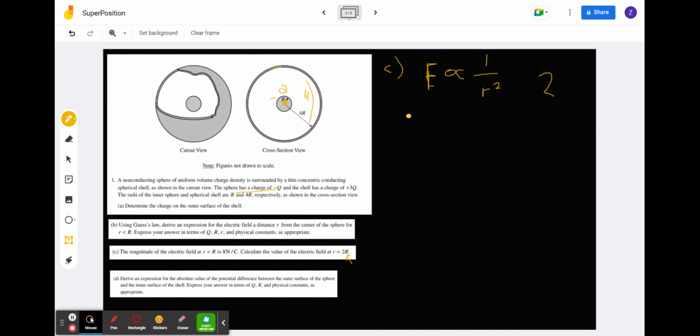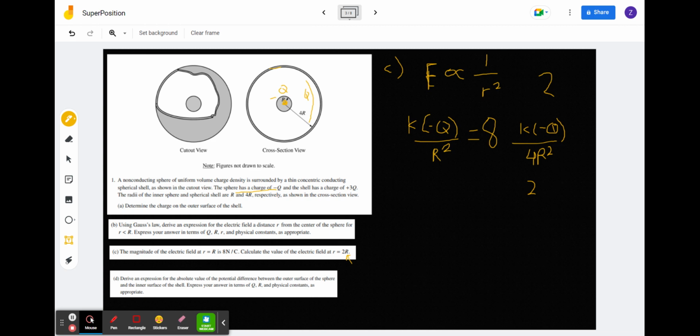The other way is to set out the whole equation, which is to say k times negative q over r squared is equal to 8. And then we're being asked to find k negative q over (2r) squared, which is 4r squared, which is 1/4 of our value. So we should still be getting 2.